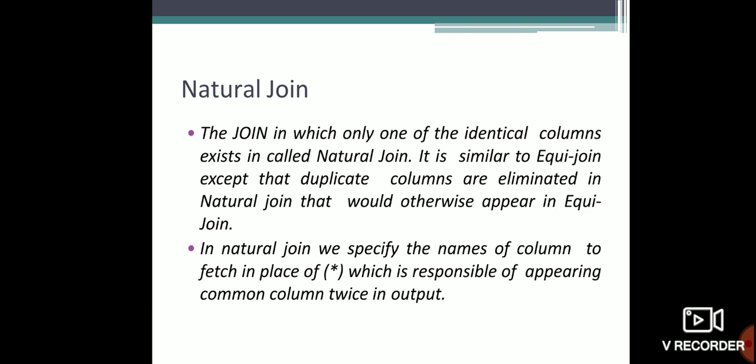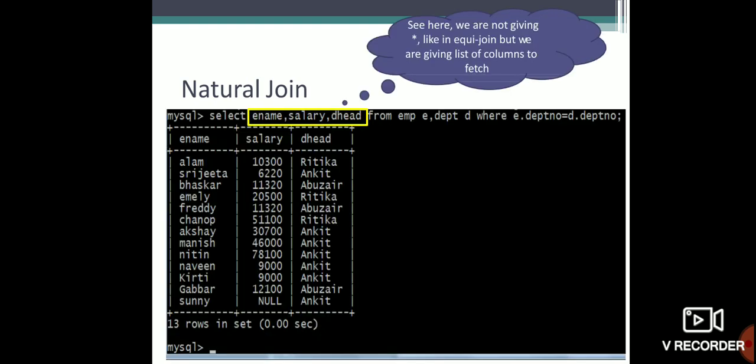In natural join, we specify the names of the columns to fetch in place of asterisk, which is responsible for the common column appearing twice in the output. Like, select ename comma salary comma d head from emp e comma department d, where e dot department number equal to d dot department number. Here you can see in equijoin we were using asterisk, but in natural join we can mention specific columns. We are not giving asterisk like in equijoin, but we are giving a list of columns to fetch.